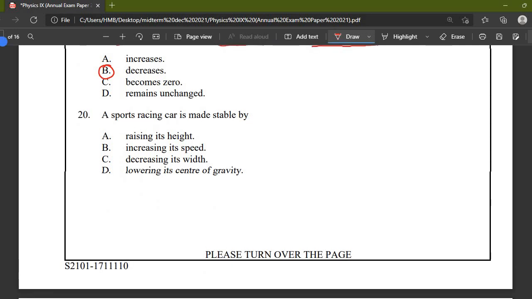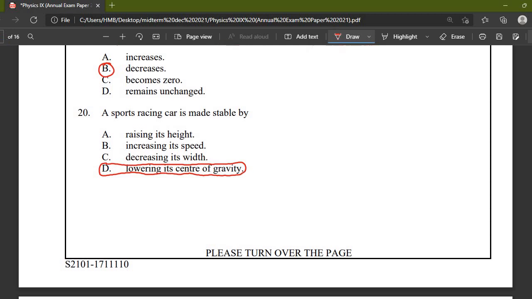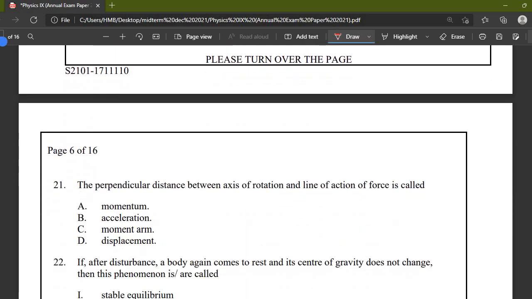Then we have question number 20. A sports car is made stable by increasing the base area, or it can be done by decreasing the height of center of gravity. So option D is the right answer, that stability has two factors, the base area and the position of center of gravity. Larger base area and a lower center of gravity increases the stability of the body.